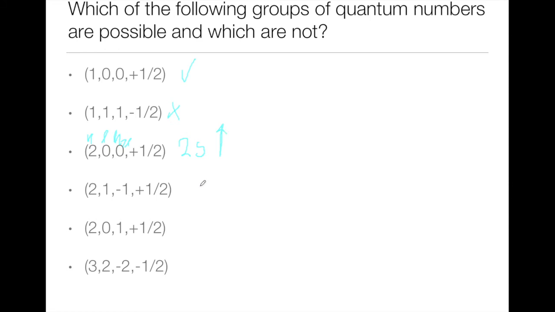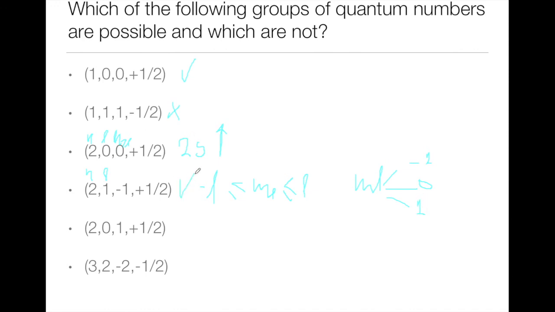Alright, let's look at this. n is 2, L is 1, it's smaller than 2, okay, and ml is minus 1. Is that possible? Let's remember the values that ml takes. ml takes values between L and minus L. That means that if L is 1, ml can take the values minus 1, 0, and 1. Therefore, this is possible.